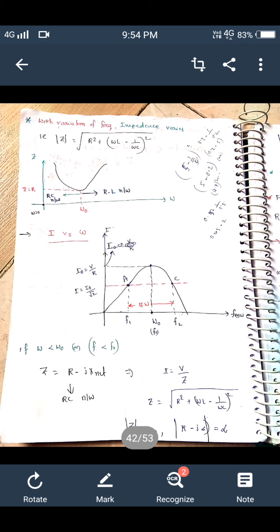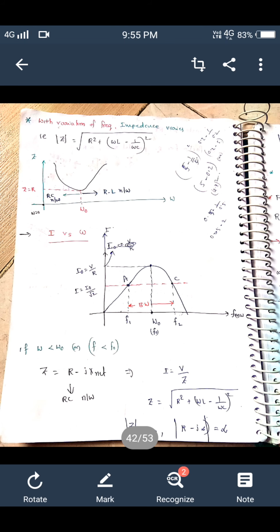Next, if frequency increases, assume frequency is 0.2, you get some value. So as frequency increases, the current is increasing, and the curve starts rising. If we assume omega 0.4, it further increases. After 1, assume 2, it decreases. Assume 4, it further decreases.